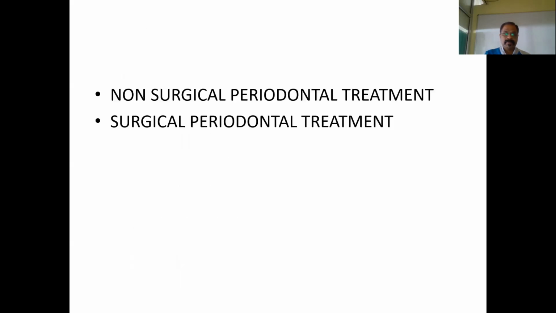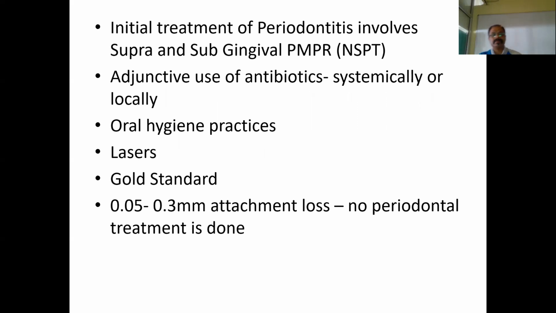Okay. So when we talk of treatment related to periodontal diseases, there are two different treatment protocols. One is a non-surgical treatment aspect, and then another one is your surgical periodontal aspect. So that's non-surgical periodontal treatment, otherwise called NSPT, right? As you know, it consists of supra and subgingival professional mechanical plaque removal. This is a recent terminology, right? So earlier we used to call it supra and subgingival scaling and root planing.